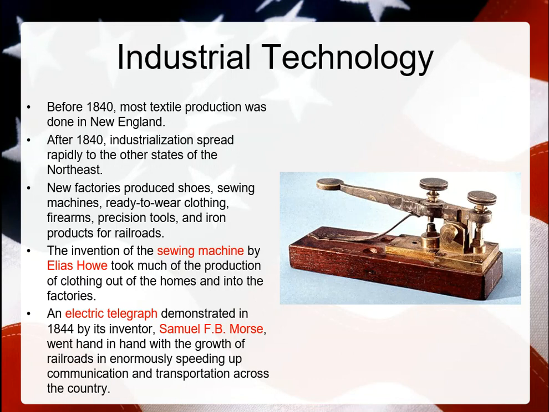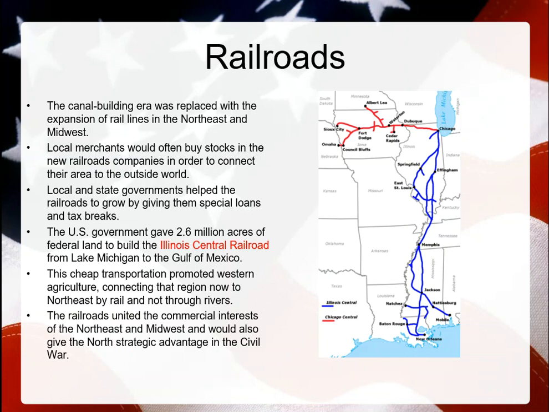You also have the electric telegraph that will be invented by Samuel F.B. Morse, and that's going to speed up the ability to communicate and transport things, which will be very handy. You also have railroads coming about. There are all these canal buildings going on, right? But now, why do that when you can build a railroad?